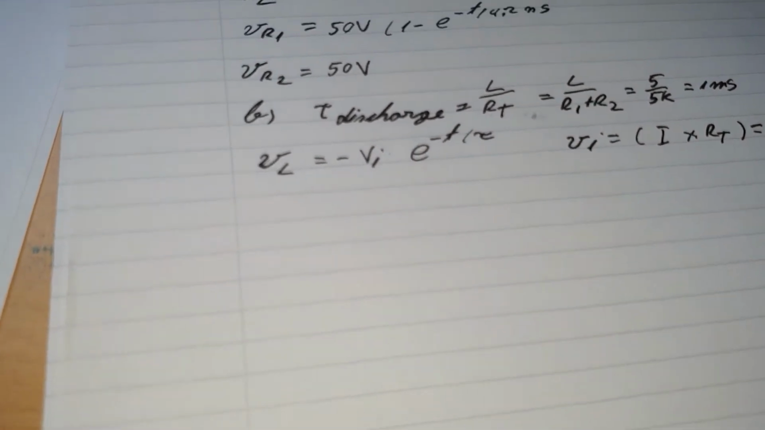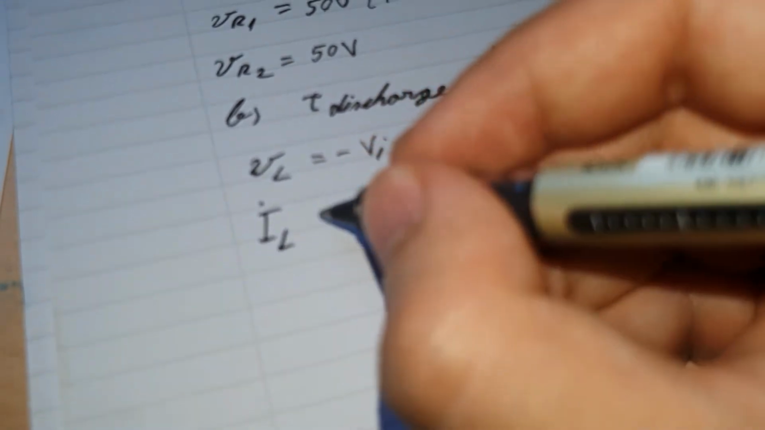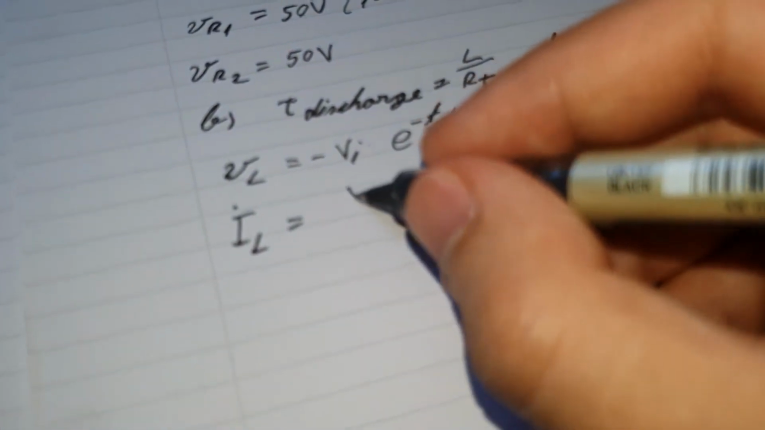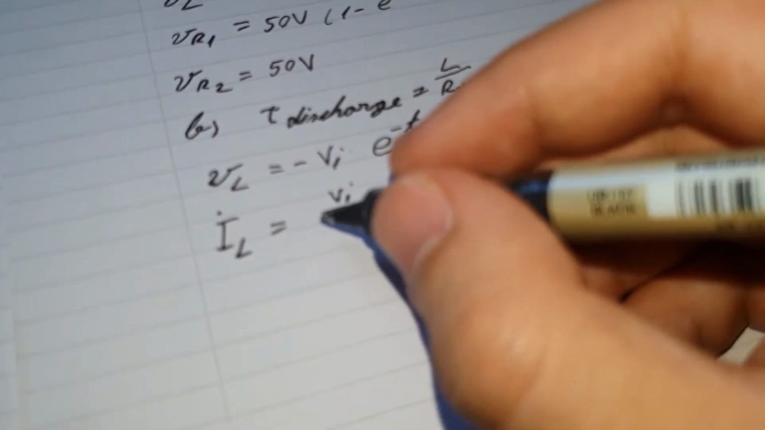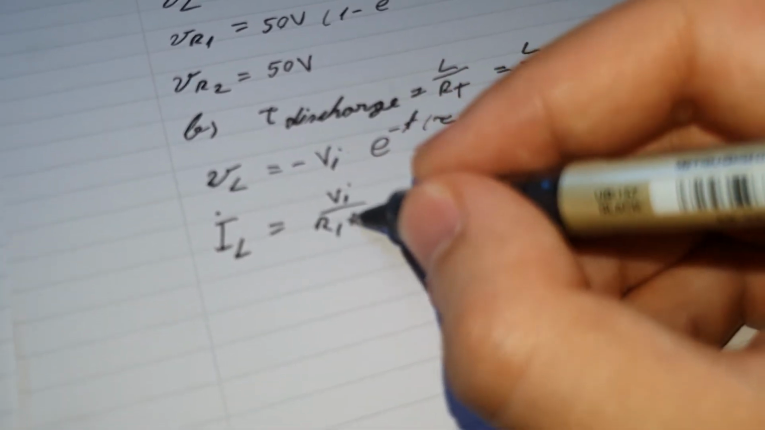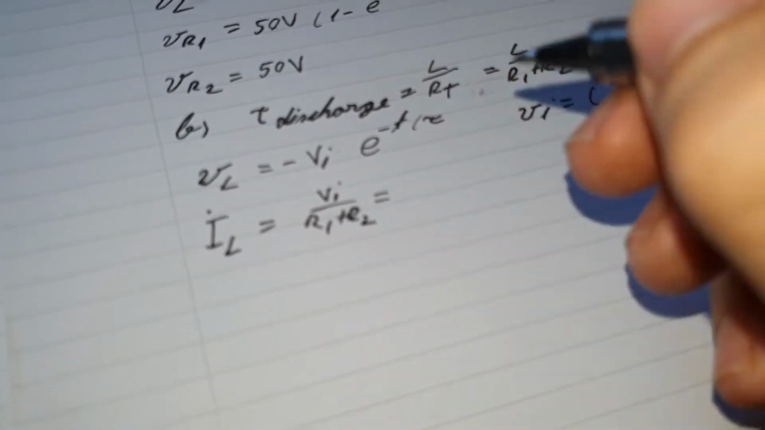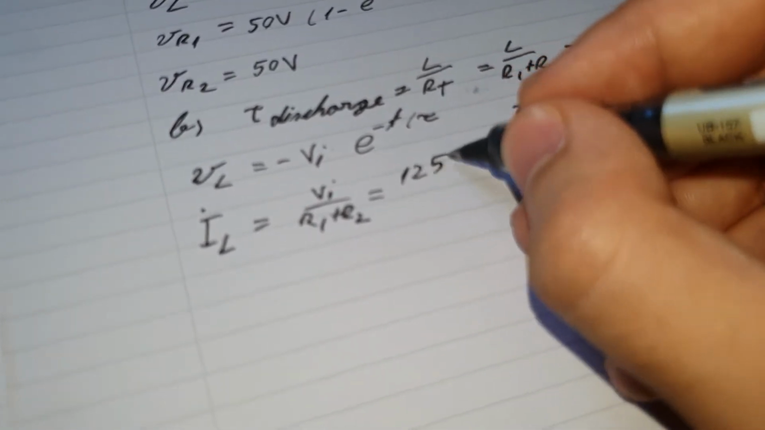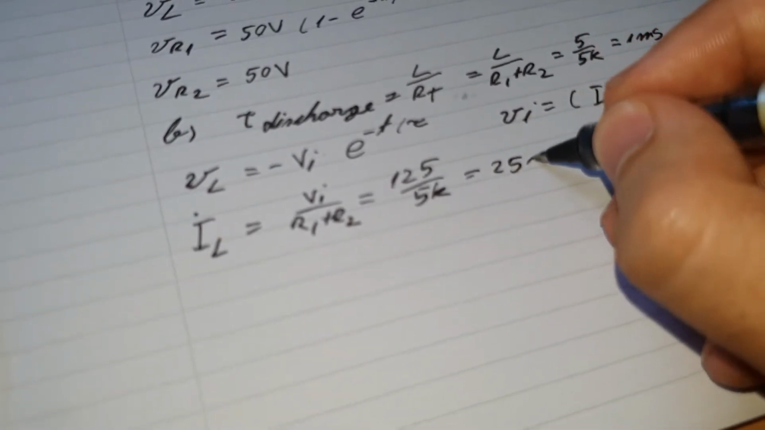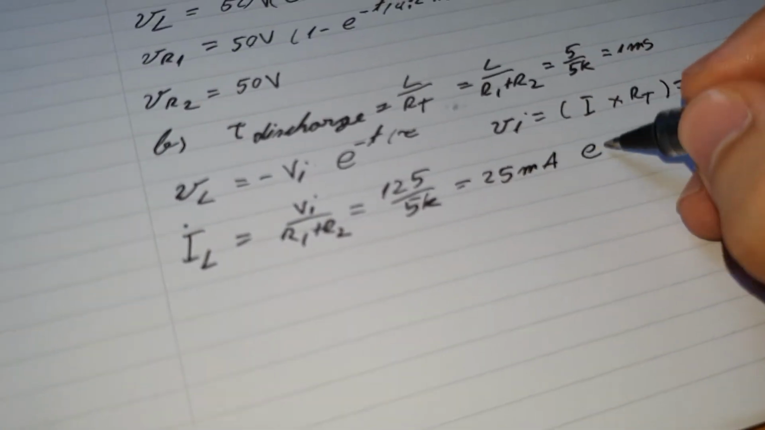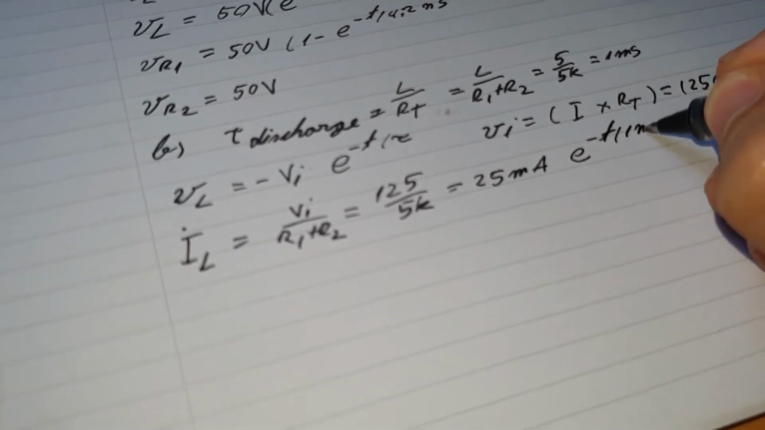Now we need to calculate Vi. No wait, we already did it. We need to calculate the current out of it. So IL will be equal to Vi, again the voltage inside of it already, divided by R1 plus R2, which are the two resistors, and that will be equal to 125 divided by 5k. That will be equal to 25 milliamps times e to the minus t divided by 1 ms.